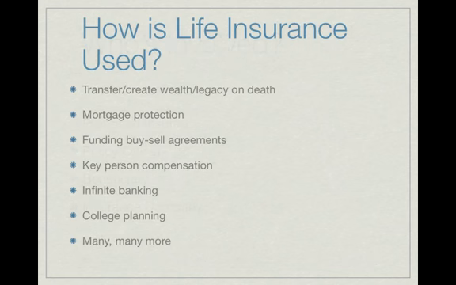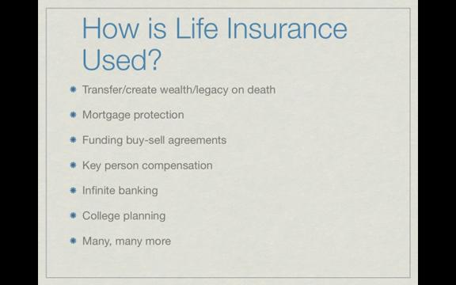So how is life insurance used? Well, there's a lot of different ways we can use a life insurance policy. The simplest and most obvious is to transfer or create wealth or a legacy on death. So if you have money that you want to transfer from generation to generation, if you've got $100,000 you want to bequeath to your heirs, don't just give them a check for $100,000. Put that $100,000 into a life insurance policy. Use it to get a tremendously larger benefit, and then pass that benefit on down to your heirs tax-free.